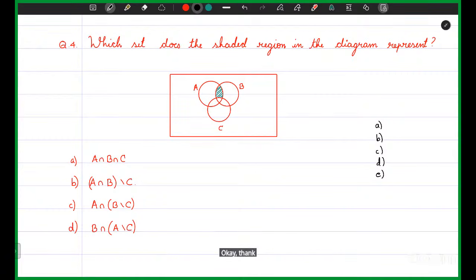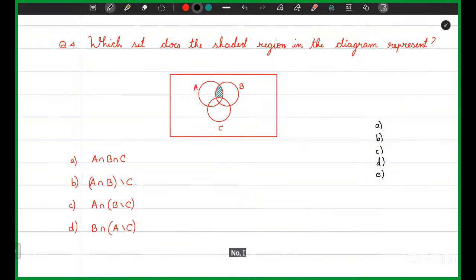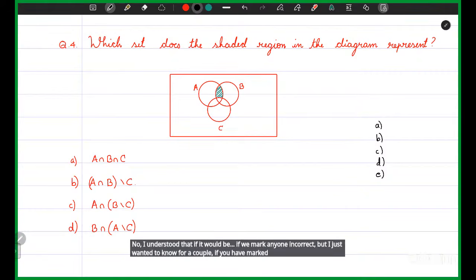Okay, thank you, sir. Because otherwise you can just mark everything, right? Then you can say I marked all the correct options. Yes, understood. I understood that if we mark any one incorrect, but I just wanted to know if you have marked two correct and left the third one. Thank you for clearing that up.